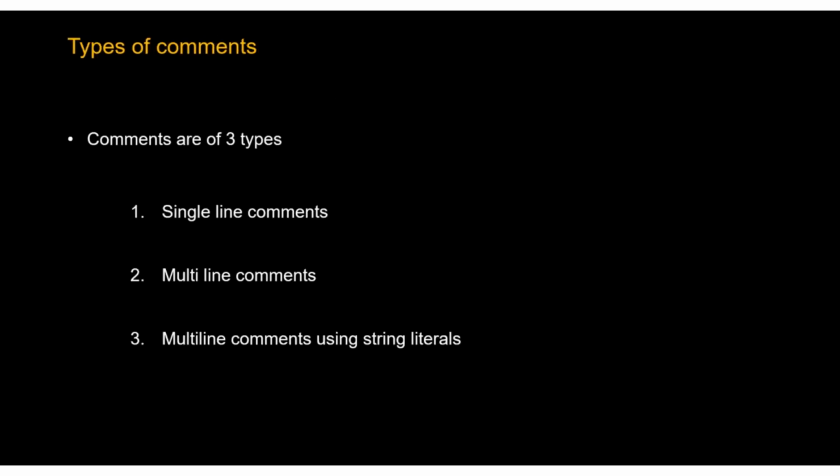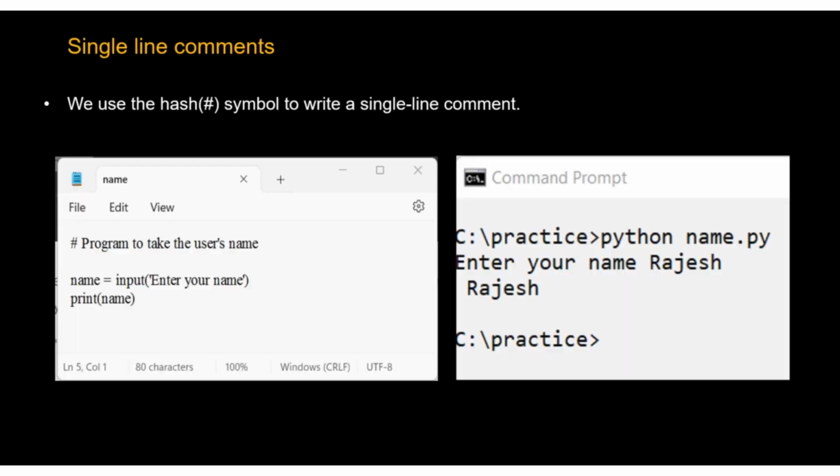Next topic is types of comments used in Python code. We use three types of comments in Python coding: single line comment, multi-line comments, and multi-line comments using string literals. We can discuss one by one. First, let us discuss about single line comments. We use the hash symbol to write a single line comment.